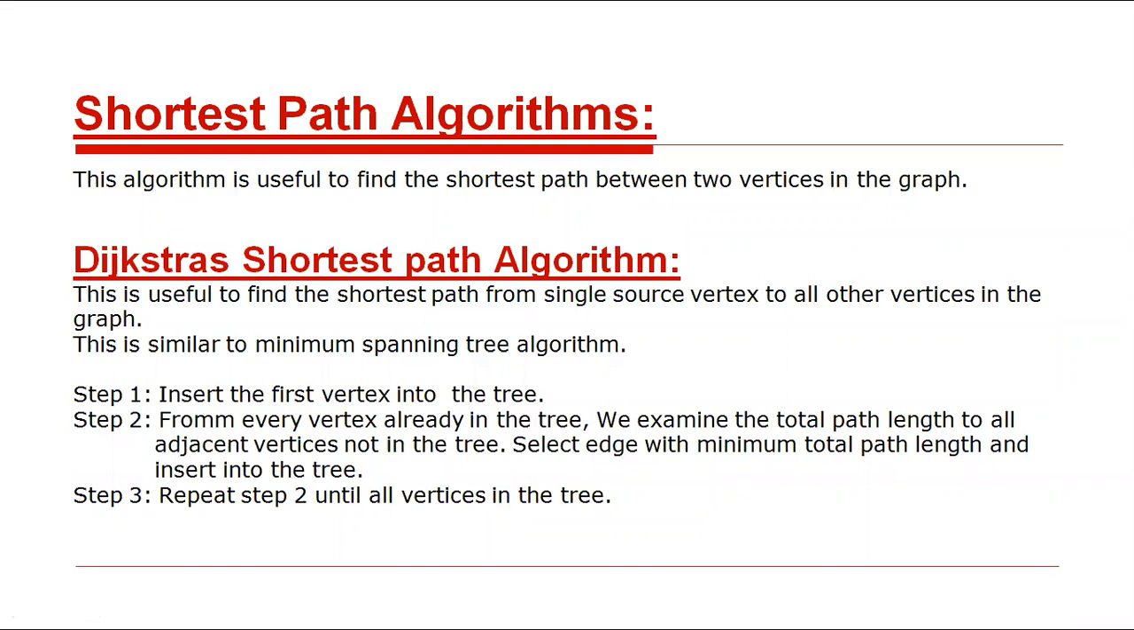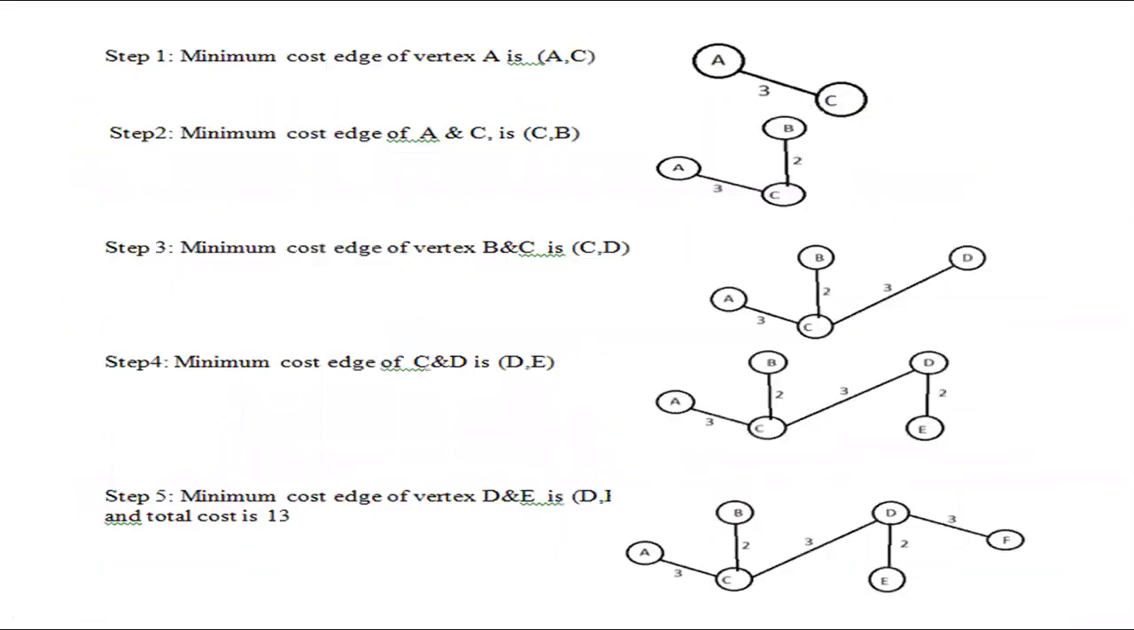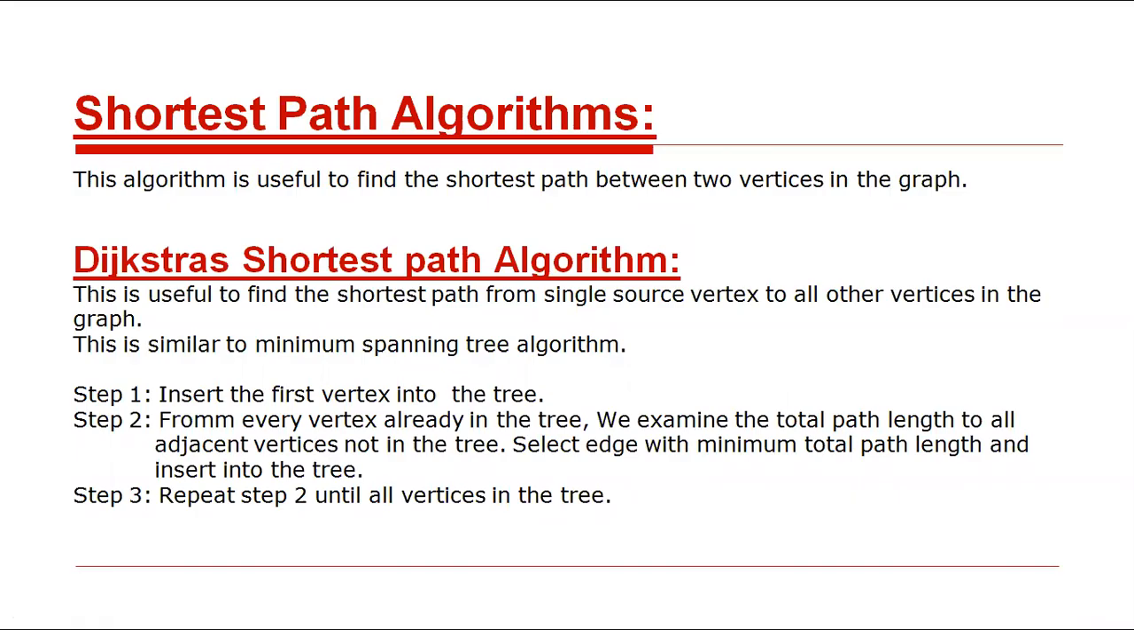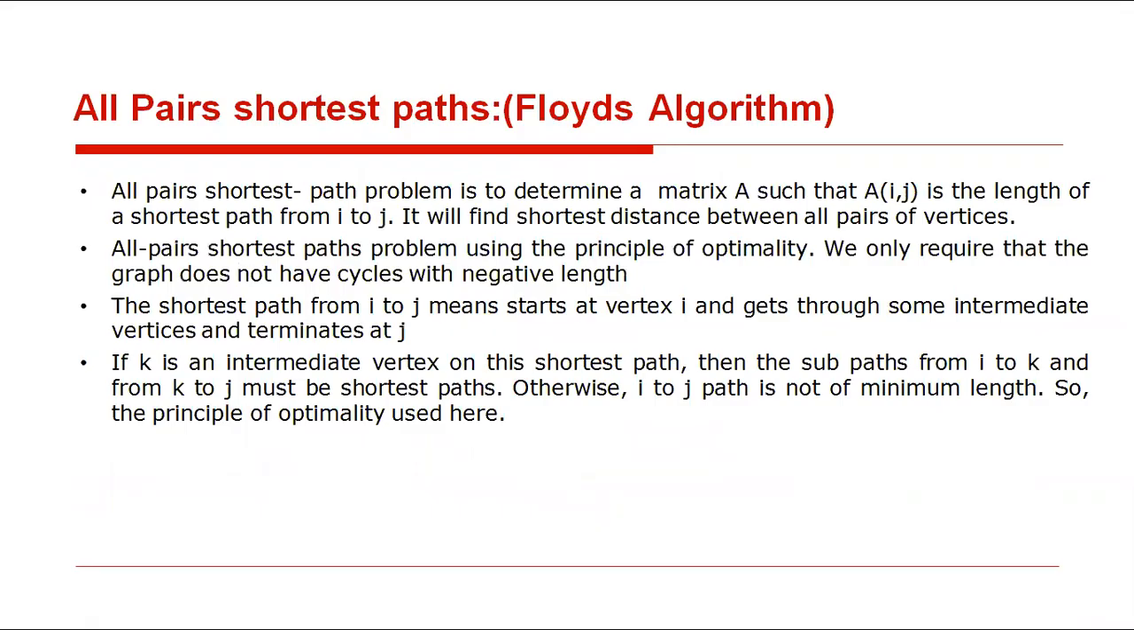So, in the last class, we learned algorithms. Those are Kruskal's minimum cost spanning tree, Prim's algorithm, and the shortest path algorithms. The first one is Dijkstra's shortest path algorithm. Then today we want to learn the all pairs shortest path algorithm. That is called Floyd's algorithm.